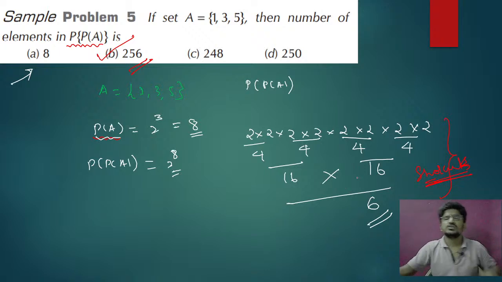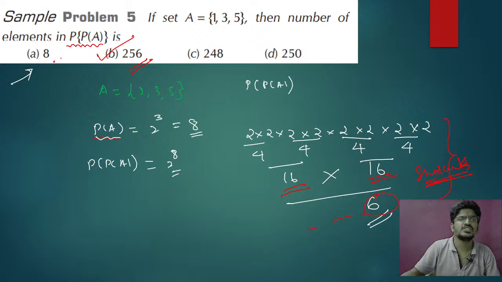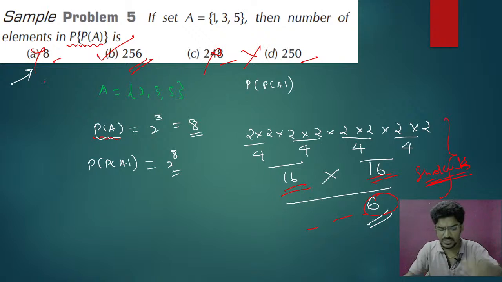Clear? So you have to multiply 2 for 8 times. That means 2 into 2 is 4, 2 into 2 is 4, 2 into 2 is 4, 2 into 2 is 4. 4 into 4 is 16, 4 into 4 is 16. If you multiply 16 into 16, whatever be the digits here, the last digit will be 6. So see here, in these 4 options, I can delete 3 because the last digit is not 6. Anyway, you will get 256.